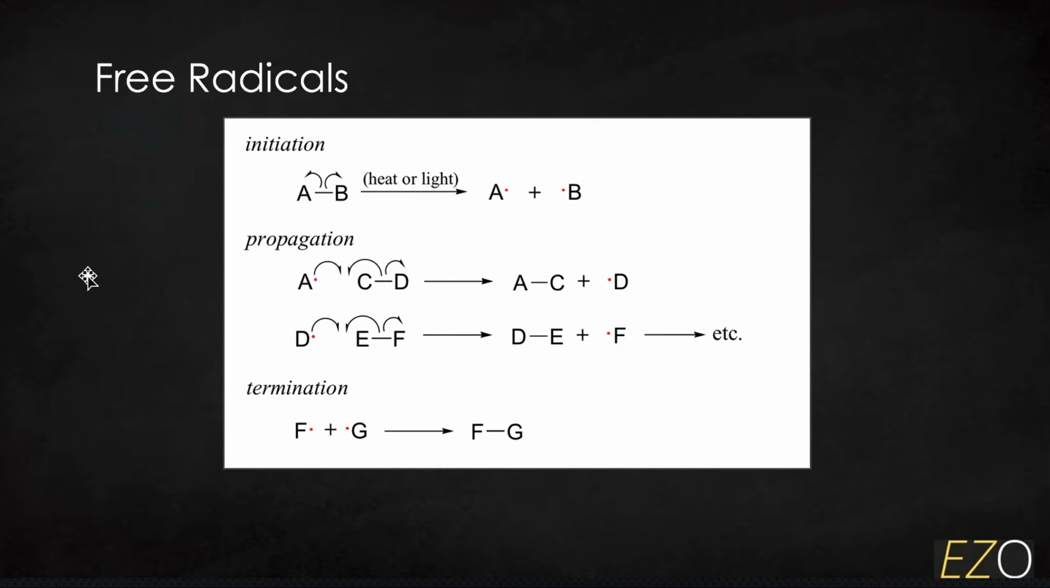And the termination step is when you have two free radicals come together. One of the electrons from one of them will associate here, and this one will move here, creating a bond. And then you end up with this FG system.